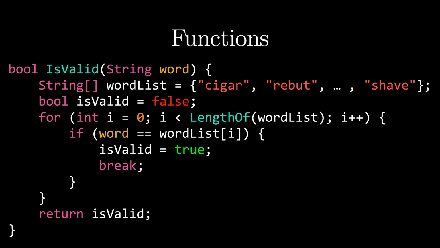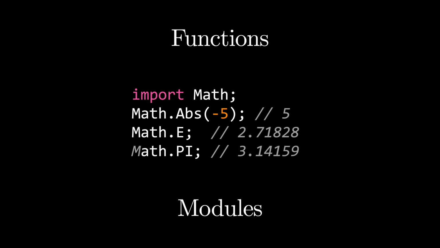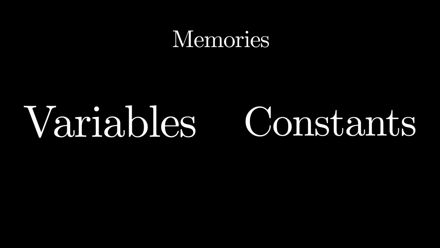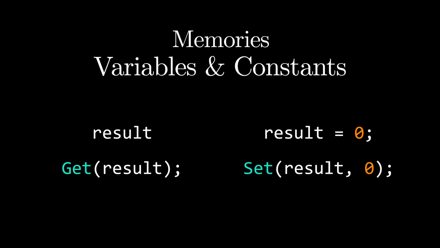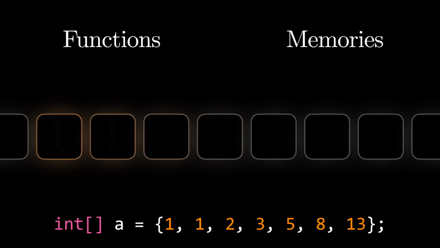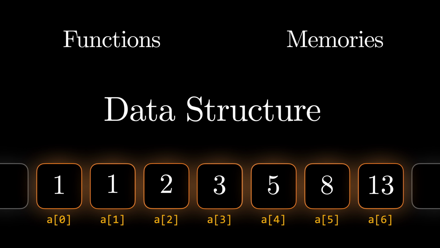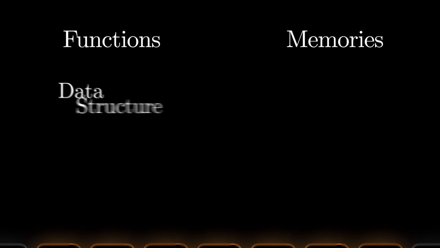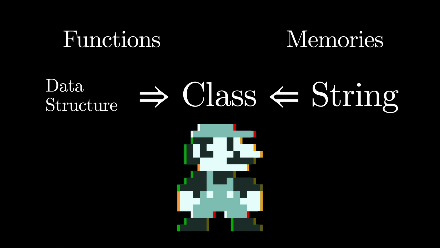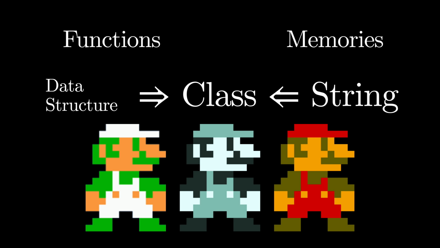We can also define our own functions and use functions from imported modules. Variables and constants are two kinds of name reference to a specific memory location. We can use get or set functions to retrieve or modify data easily. By combining functions and memories, a sequence of variables or constants creates an array. Just like an array, a way to store and organize data is a data structure. Data structures and strings both belong to a class, the blueprint of the objects they create.